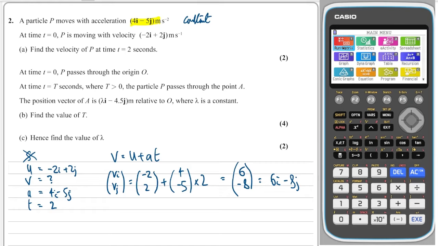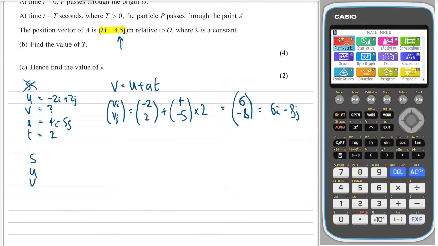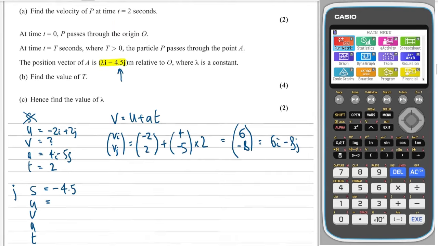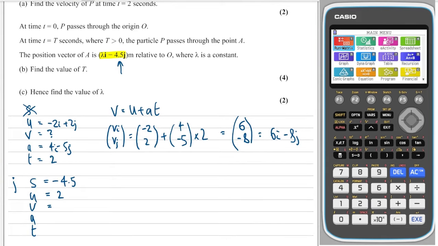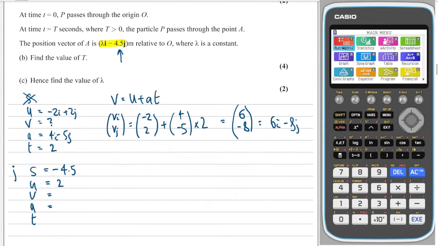At t equals 0, P passes through the origin. At t equals capital T, where T is greater than 0, the particle passes through point A. The position vector of A is lambda i minus 4.5j. Find the value of T. So what we know is we know the position in the j direction. So what we could do is a SUVAT just for the j direction. So the position which we hope to achieve is minus 4.5. The initial velocity in the j was 2. We don't know what the velocity is at this particular moment in time, but the acceleration stays constant, so we do know that that's minus 5. And we're looking for the time, capital T.